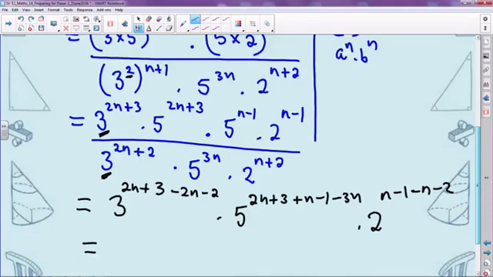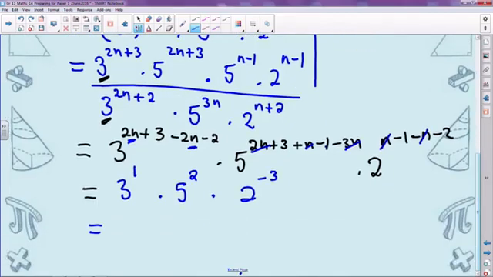So with the like terms, you've got your 2n minus 2n, and that's 0. Then we're left with a 3 to exponent 3 minus 2, that's a 1, times 5. The 2n plus n minus 3n is 0. 3 minus 1, that's a 2. So you've got 5 to 2 times 2 to exponent n minus n, it's 0. And then you're left with a minus 1 minus 2, which is a minus 3.